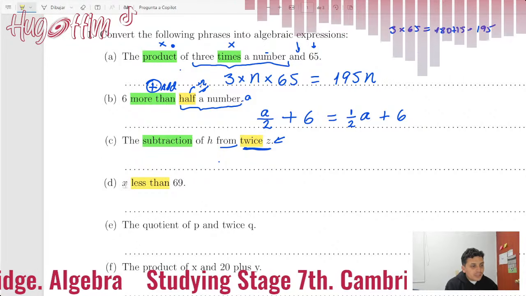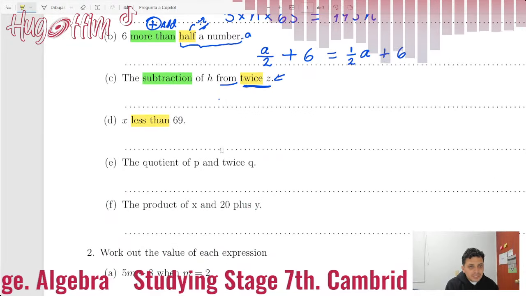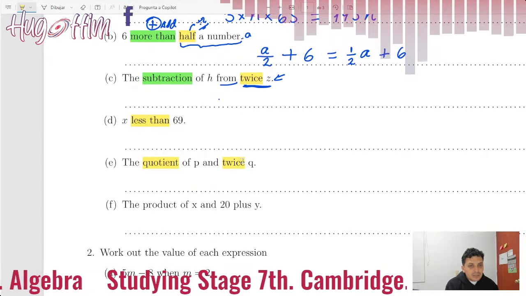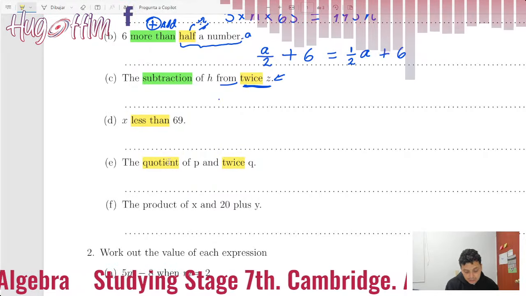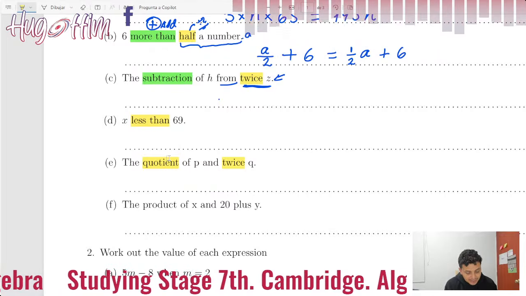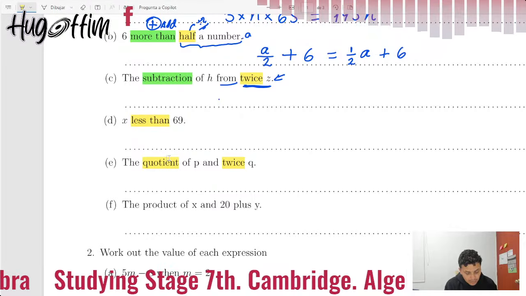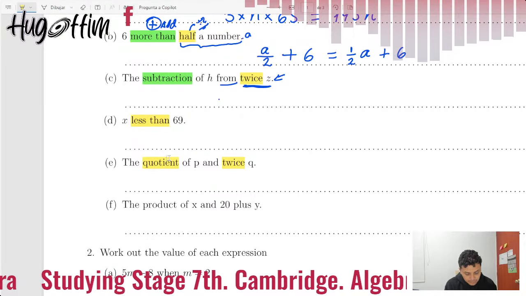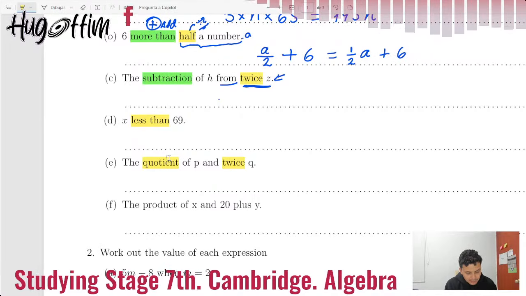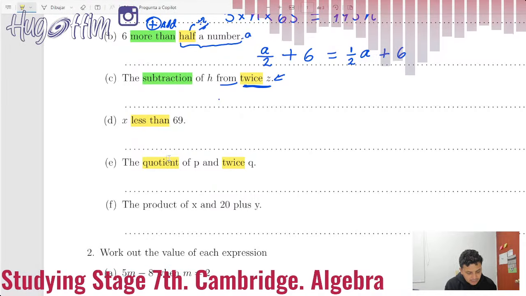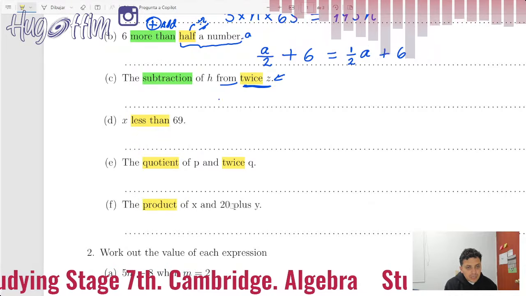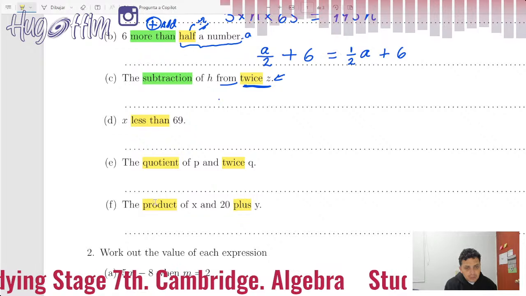The other keyword that appears here is the quotient. The quotient means division. So you can divide the numbers so you can get the answer. And finally here it says product and plus.